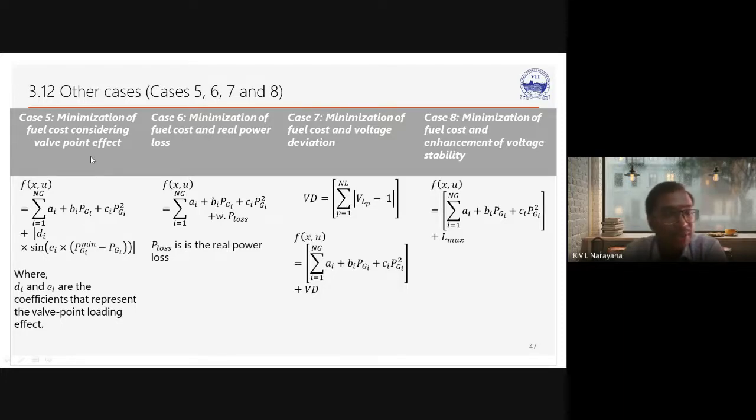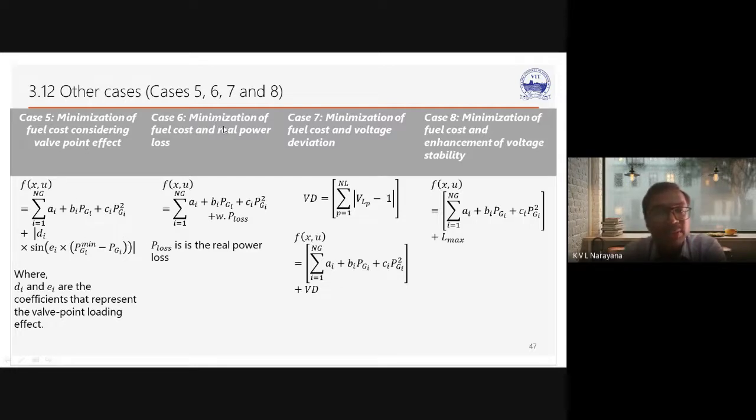If there is a valve point effect, the relationship between the output power and the cost is non-linear, and it does not follow a straight line or some linear relation. If there is a valve point effect, then it continuously oscillates. The output power of the generator continuously oscillates with respect to the cost. That means the cost varies with respect to the output power generation. So that is to be minimized by using this optimization function, that is the fitness function.